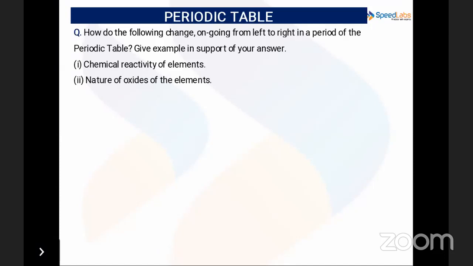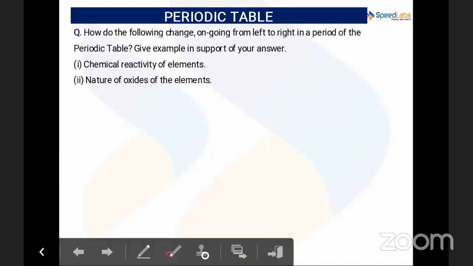Okay, so now we are moving towards the next question. The question is, how do the following change on going from left to right in a period of the periodic table? Give examples in support of your answer. We have to give two answers: one is chemical reactivity, and the other is the nature of the oxides of the elements.